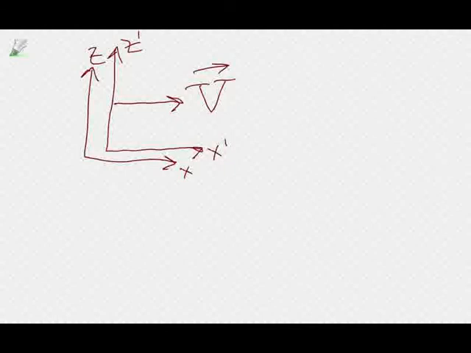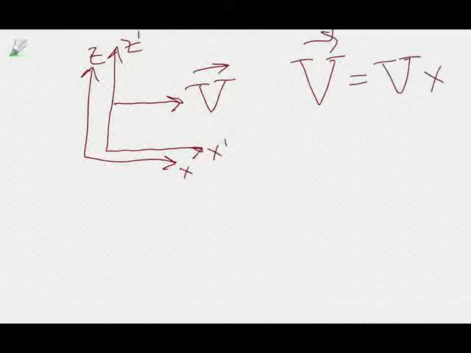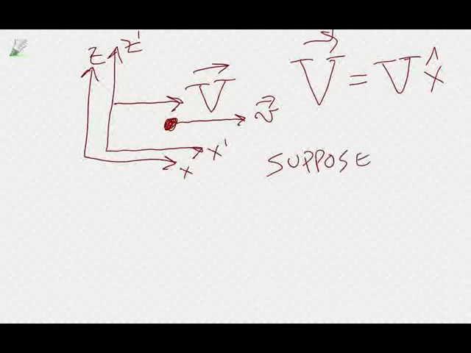This V can be anything, but for this picture, for simplicity, I've made capital V vector in the X hat direction. That is the motion of the primed frame relative to the unprimed frame. Now, here's what I want to consider. Suppose there's an object, a ball or something like that, and it's moving with velocity v relative to the unprimed frame. Let's just suppose, for simplicity, that v is equal to V.